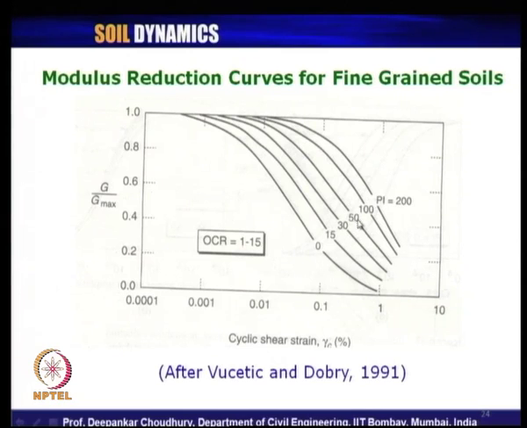What happens? They observed for OCR value between 1 to 15, as the plasticity index increases for the soil, the variation will be like this. But remember, I am quoting here the observations by Vucetich and Dobry in 1991 through their lab test. Do not consider any particular test as universally true. All these are open ended research problems.